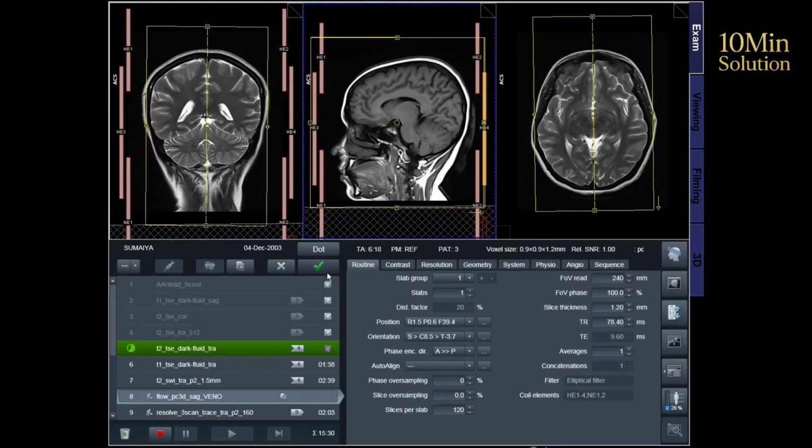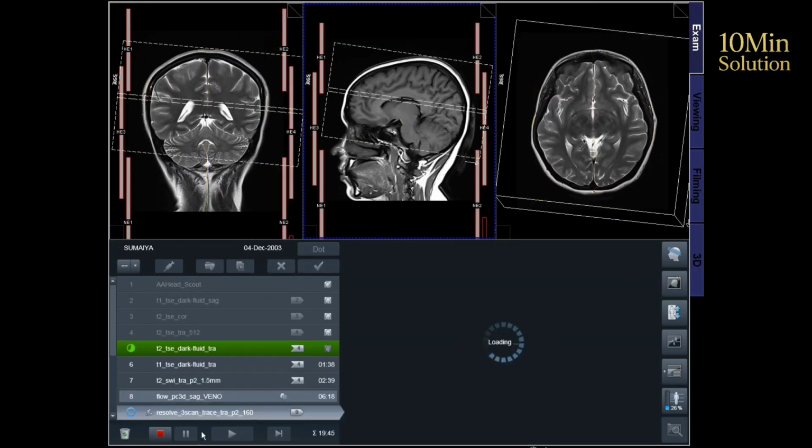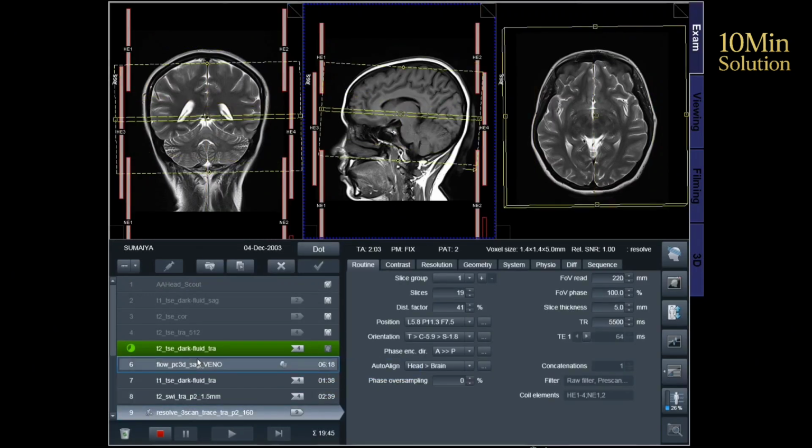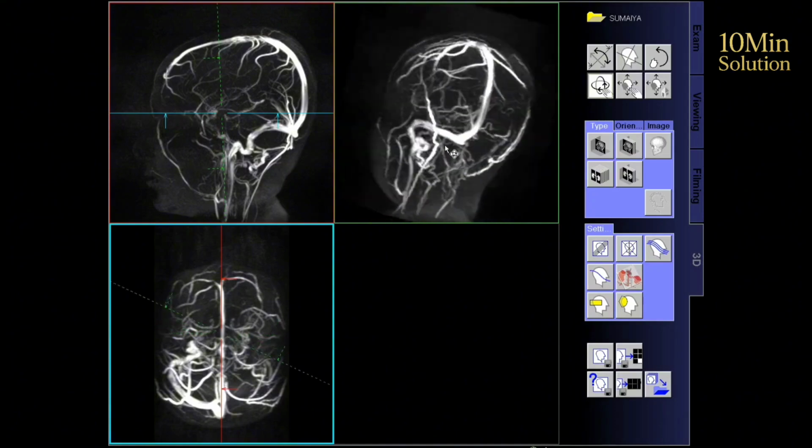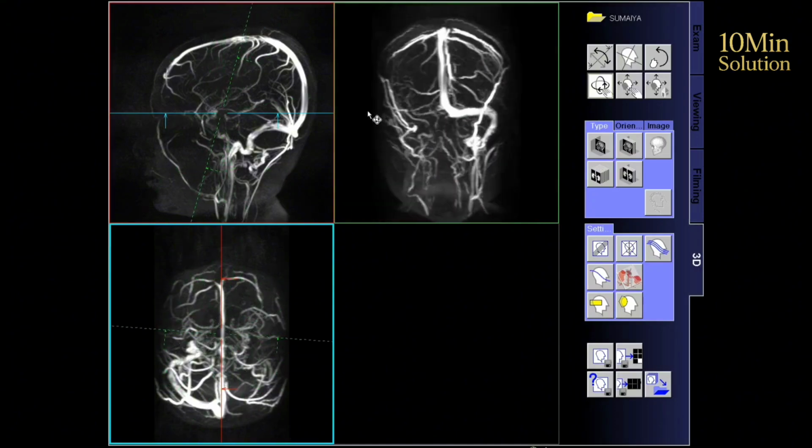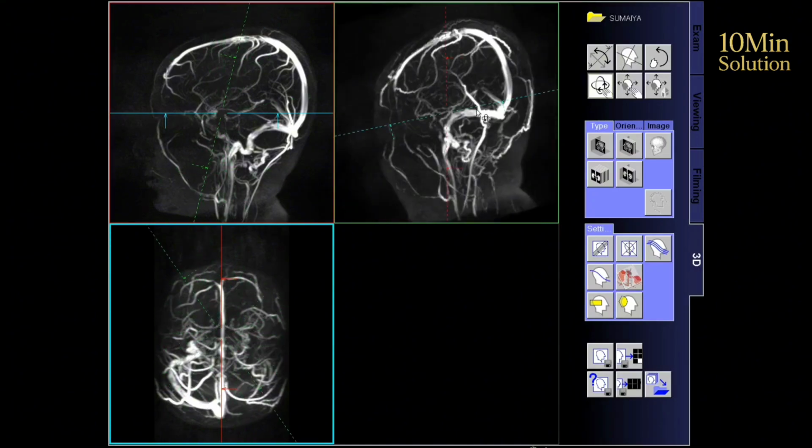underlying venous pathology. In summary, MRV of the brain is a safe, accurate, and high-resolution diagnostic tool that plays a crucial role in evaluating the venous system of the brain.